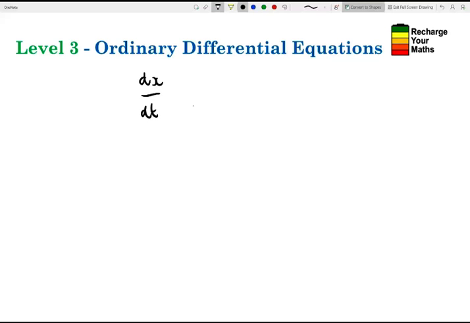dx by dt equals 15x minus 35y, and dy by dt equals 6x minus 14y.